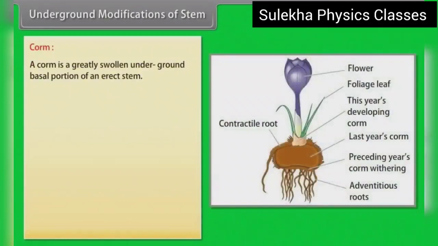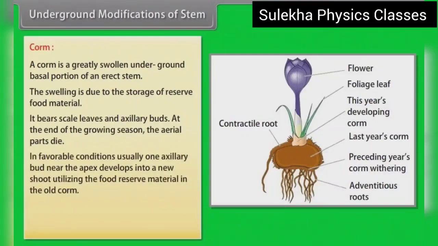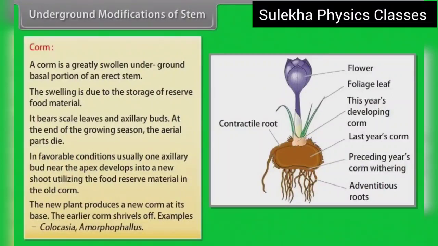Corm. A corm is a greatly swollen underground basal portion of an erect stem. The swelling is due to the storage of reserve food material. It bears scale leaves and axillary buds. At the end of the growing season, the aerial parts die. In favorable conditions, usually one axillary bud near the apex develops into a new shoot utilizing the food reserve material in the old corm. The new plant produces a new corm at its base. The earlier corm shrivels off. Examples: Colocasia, Amorphophallus.